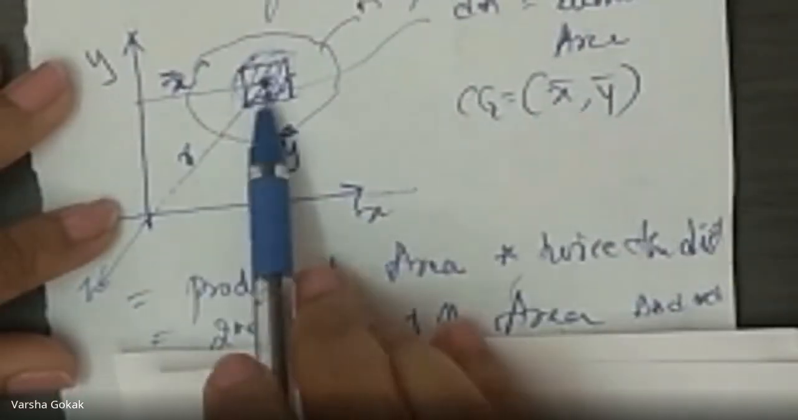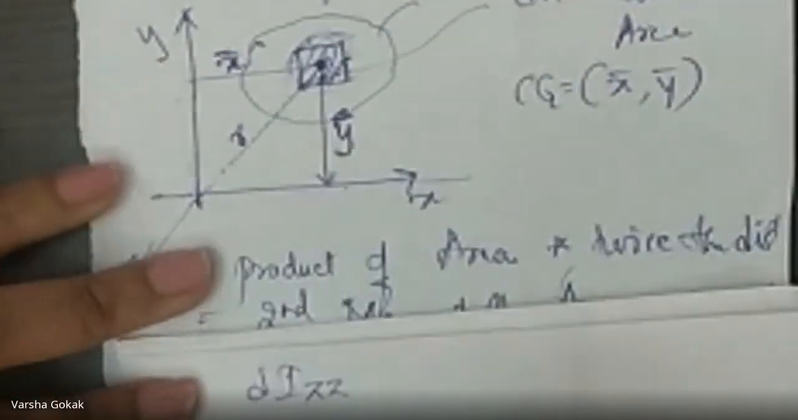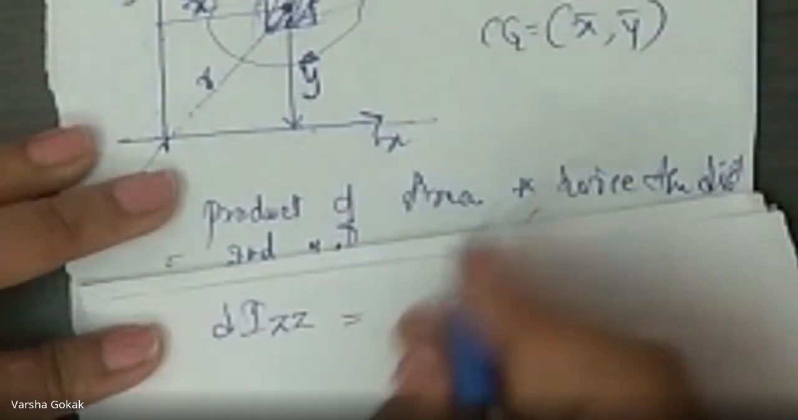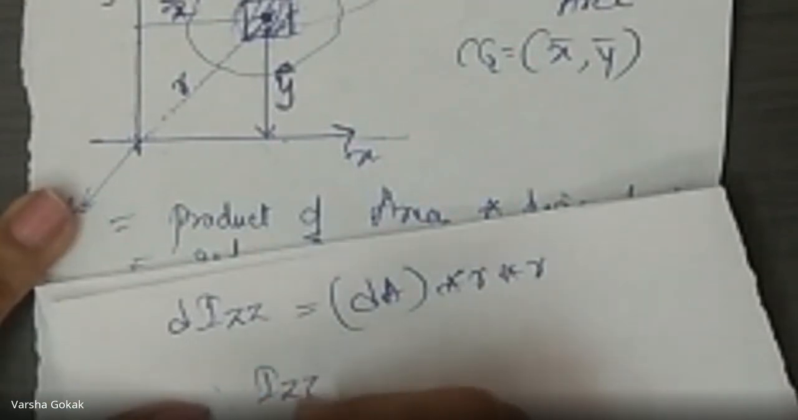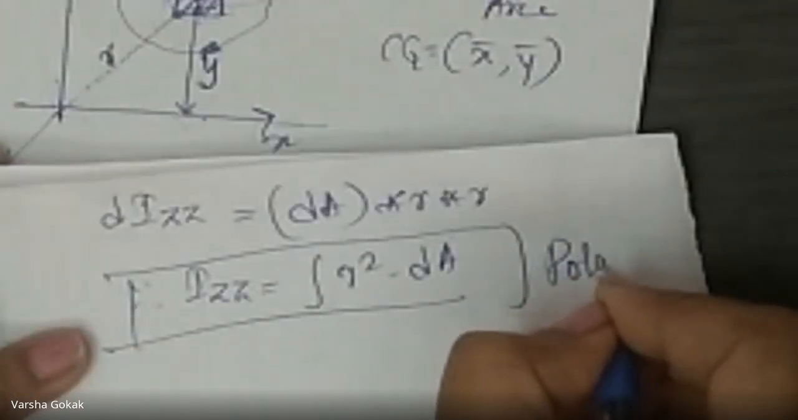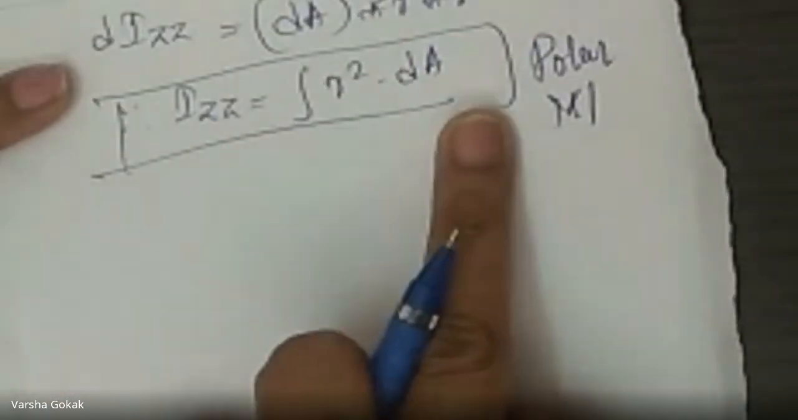Now because in the figure, I have also spoken of the polar coordinate, polar coordinate would be Izz, right? So dIzz would be equal to what? dA into the perpendicular distance. Now the perpendicular distance in the figure is how much? R. So R into R. So you have Izz equal to the integration of R square into dA. This is going to be called polar MI, polar moment of inertia. Clear? So everywhere the definitions are the same.